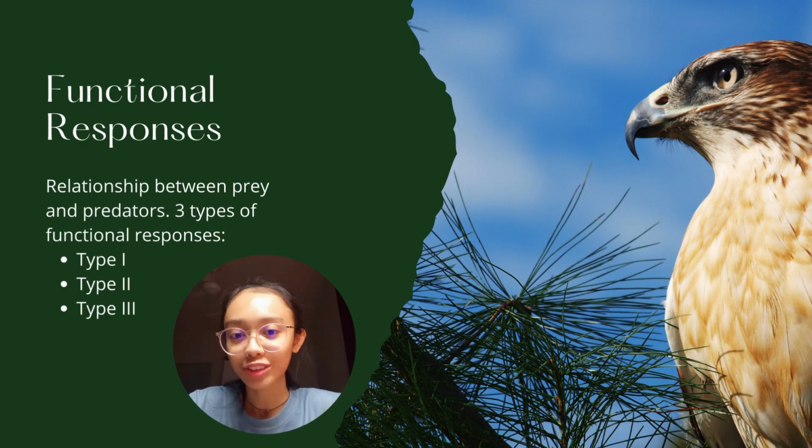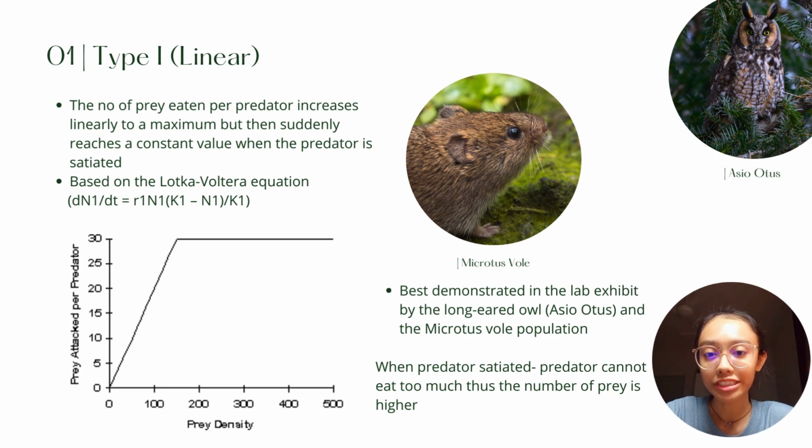And for the last one, I'm going to explain to you guys what functional response is. Functional response is a relationship between prey and predators, and there are 3 types of functional response: type 1, type 2, and type 3. The first type of functional response is type 1. The type 1 graph shows that the amount of food a predator consumes increases linearly with the food density.